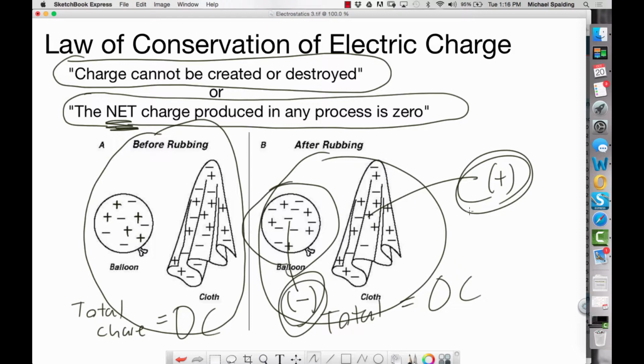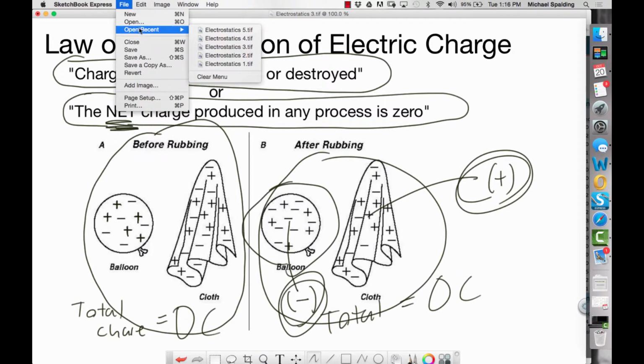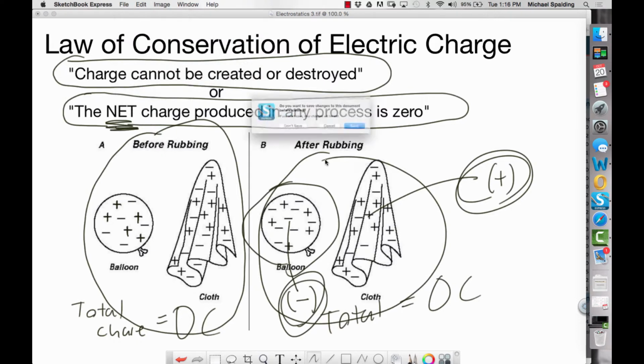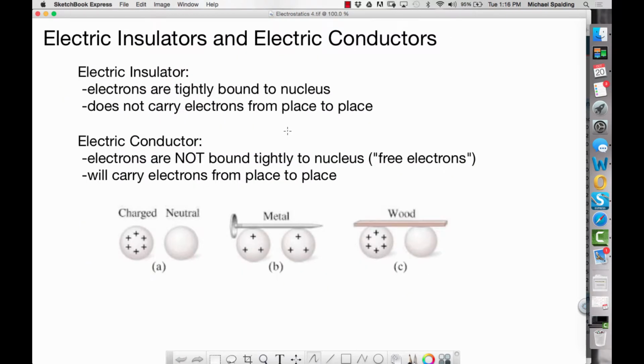All that happens is electrons left the cloth, went to the balloon, so therefore the cloth was left positively charged, the balloon became negatively charged. Charge is not created or destroyed, it simply moves from one place to the next. All right. Insulators and conductors.